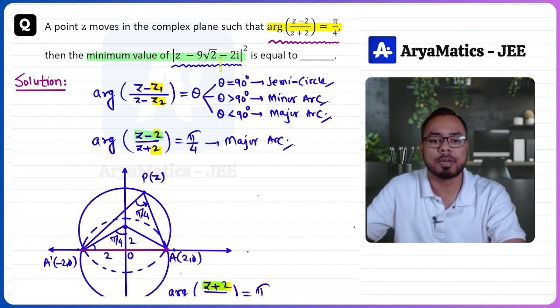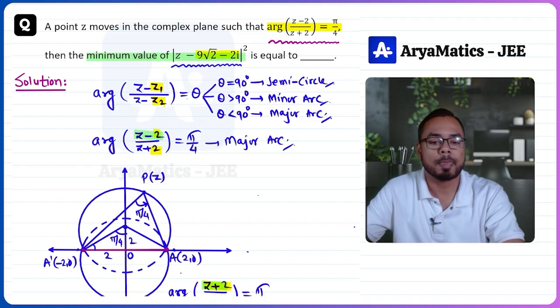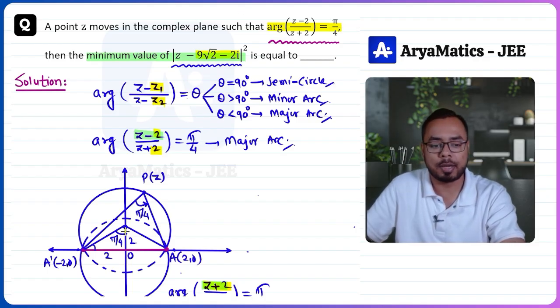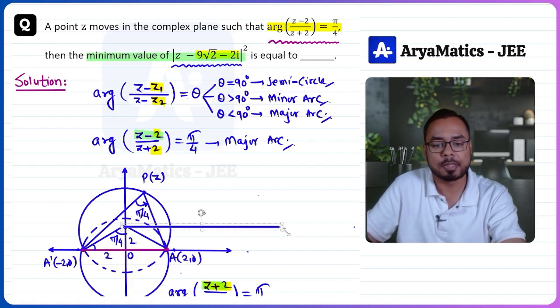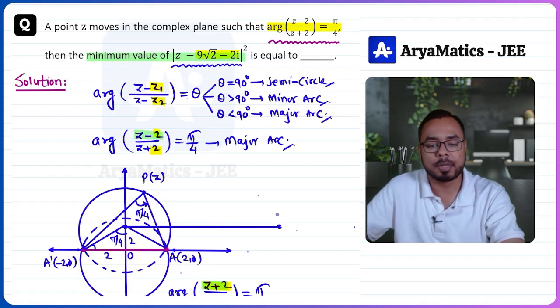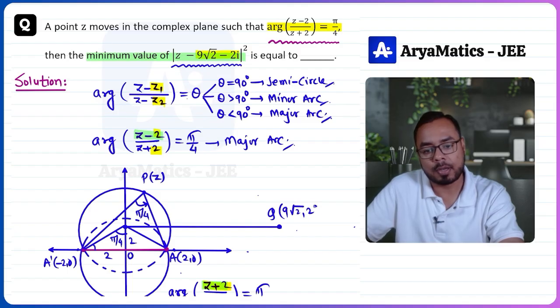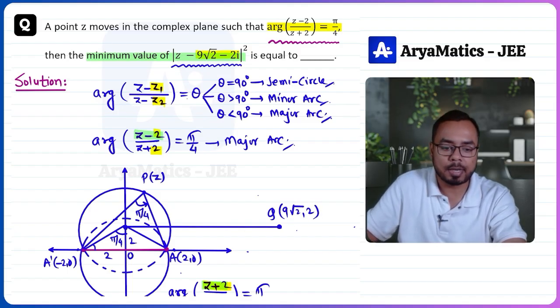And this point, as you can see, 9 root 2 and 2, also has the same y coordinate. That means that point will be somewhere here. Let us call this point Q. So this is the point, x coordinate 9 root 2 and y coordinate 2. And for the circle, the radius is 2 root 2, right? Because this length is 2 and this one is another 2. So the radius will be 2 root 2 and the center is at point (0, 2).